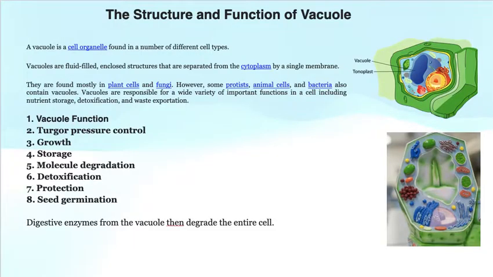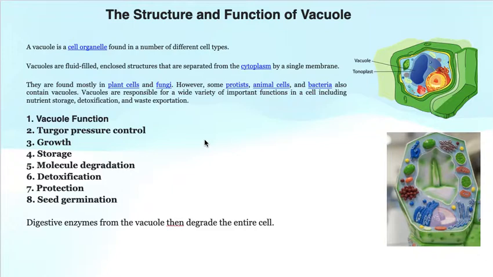Let's move to the cell organelle which is present mostly in plant cells. Vacuole is a cell organelle found in a number of different cell types, and these vacuoles are fluid-filled enclosed structures that are separated from the cytoplasm by a single membrane. They are found mostly in plant cells and fungi. However, some protista, animal cells, and bacteria also contain vacuoles.